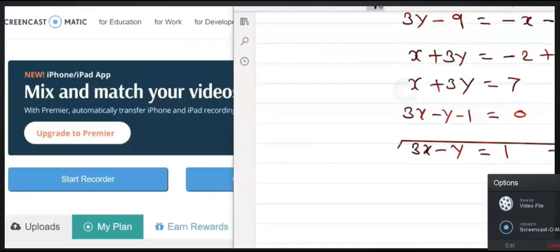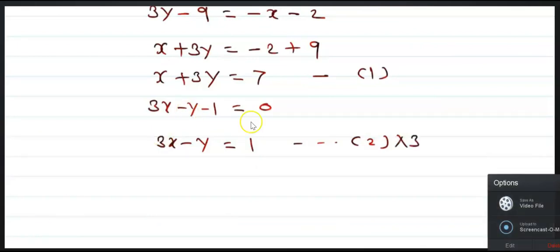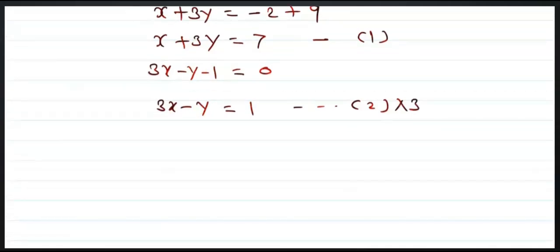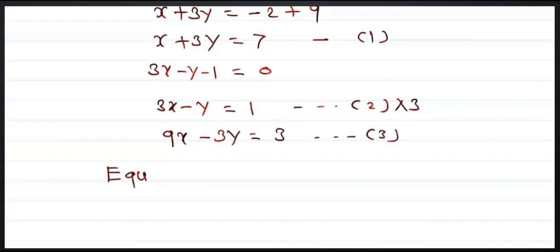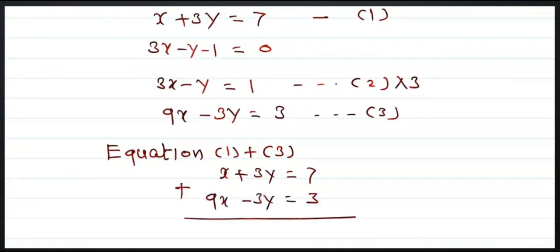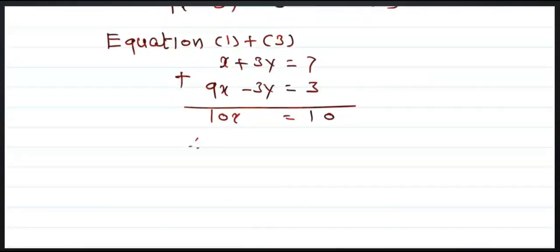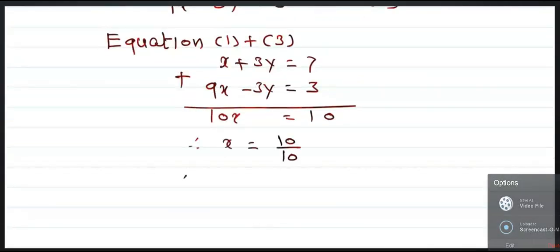This is equation number 2, which is given. Now solve these two equations simultaneously. Multiply equation number 2 by 3. Therefore, it will be 9x minus 3y is equal to 3. Add these two equations 1 and 3. Plus 3y and minus 3y get cancelled. Therefore, x is equal to 1.